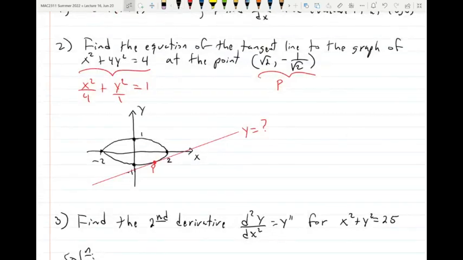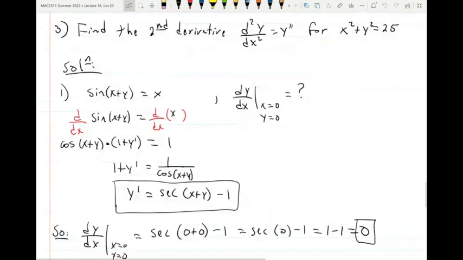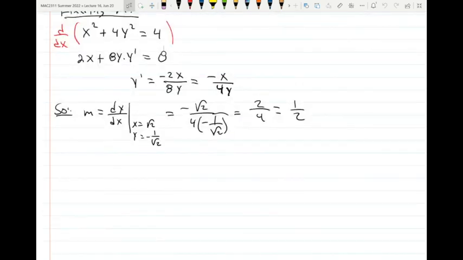So our slope is 1/2, and notice that it's consistent with what we're expecting. We were expecting a positive slope because look at the picture. If you get a negative number, something's wrong because we're expecting a line that looks like this. Okay. All right. So the slope is 1/2.